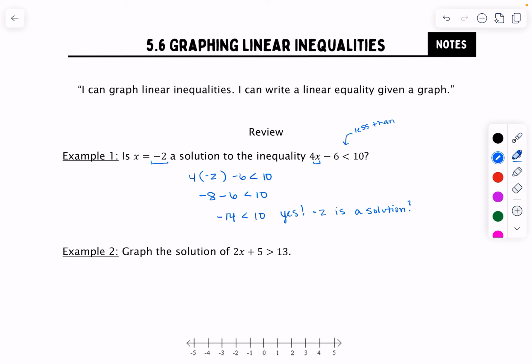That's how we plug something in to check and see if it makes sense. If we were to plug something in and we got a number bigger than 10, then it would have been no, that value doesn't work. It's not less than 10. It can't be true. It doesn't make the inequality true.